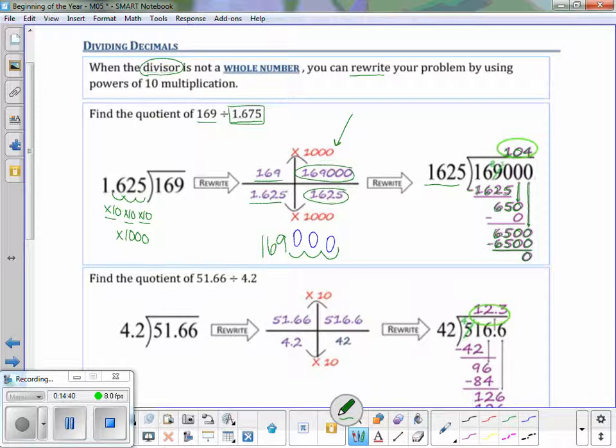So my quotient, or my answer, is 104. So there's my final answer for that. That's a situation where it ended up that I have a whole number answer at the end. I don't have to worry about my remainder. But on this next one down here, we do need to worry about our remainder.